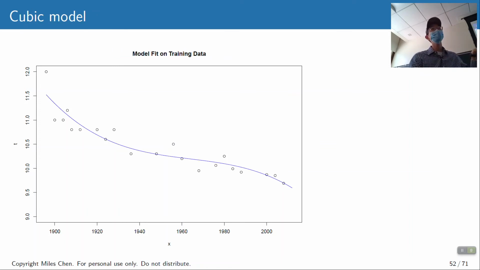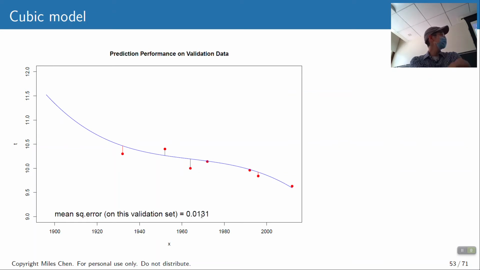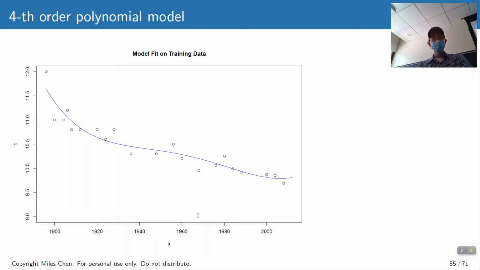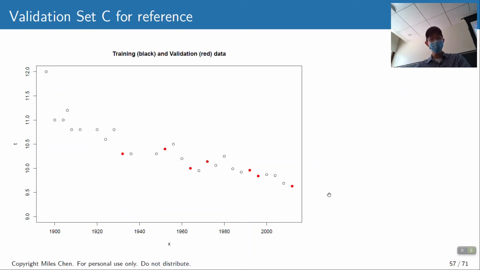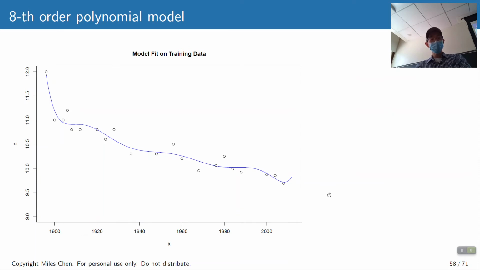What is the best fitting third order polynomial that we get? So now we get a little bit of an S-curve in here. I don't know what we call this thing. Okay, cubic model. We put our 7 points back in, and we say, what is the error on these 7 points? And we get 0.0131. Okay, let's try the fourth order, and we get some error here. And here's the 8th order.